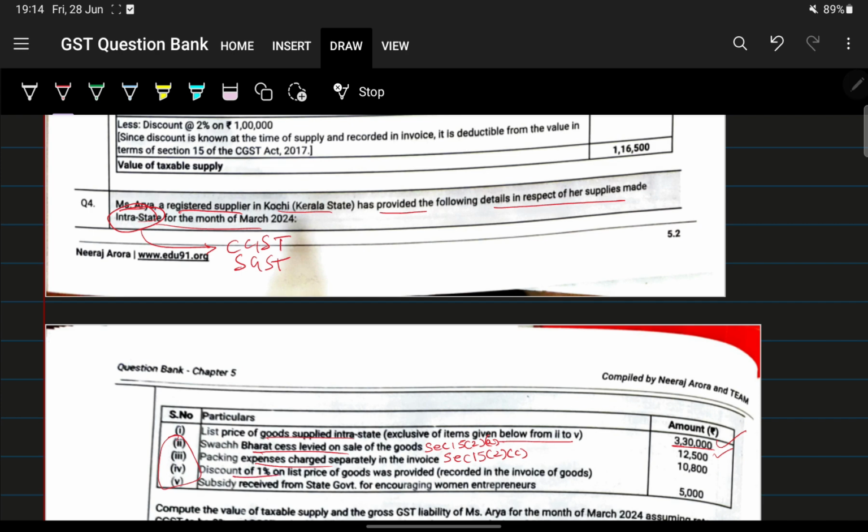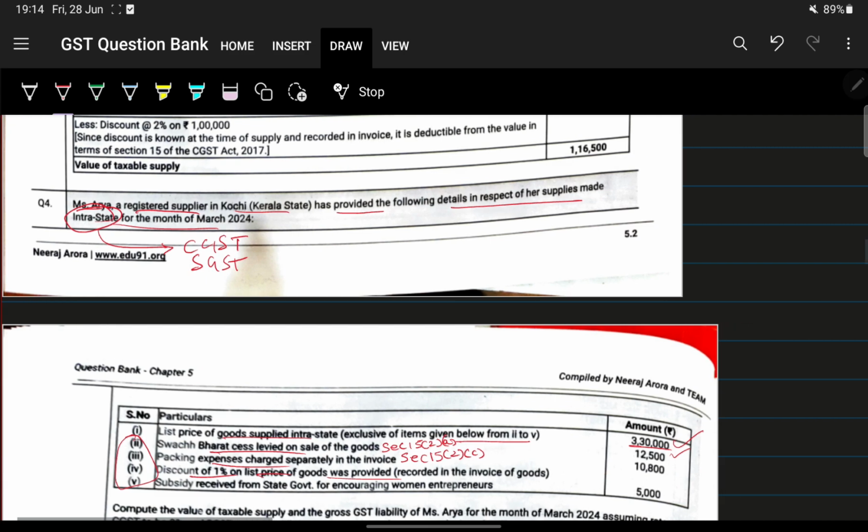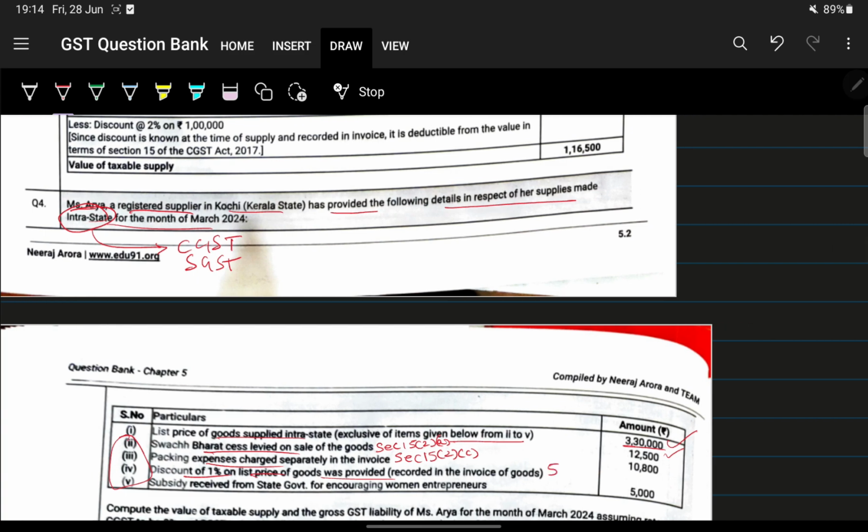Okay, next, packing expenses are incidental expenses, so section 15 subsection 2 clause C. Okay, next, discount of 1% on list price of goods which is provided and is recorded in the invoice, meaning this is a pre-supply discount. Pre-supply discounts are allowed. Okay, that is as per section 15 subsection 3. Okay, so 1% on the list price, meaning 1% of 3,30,000. Okay, clear?